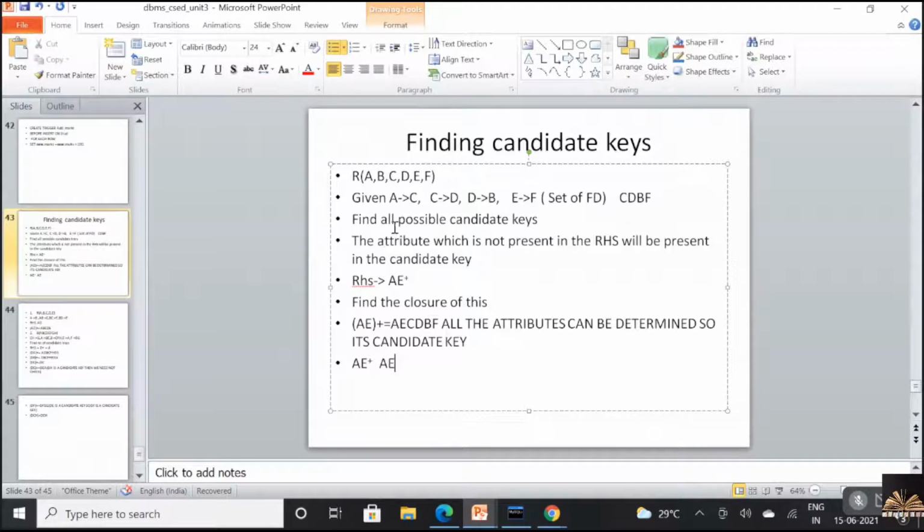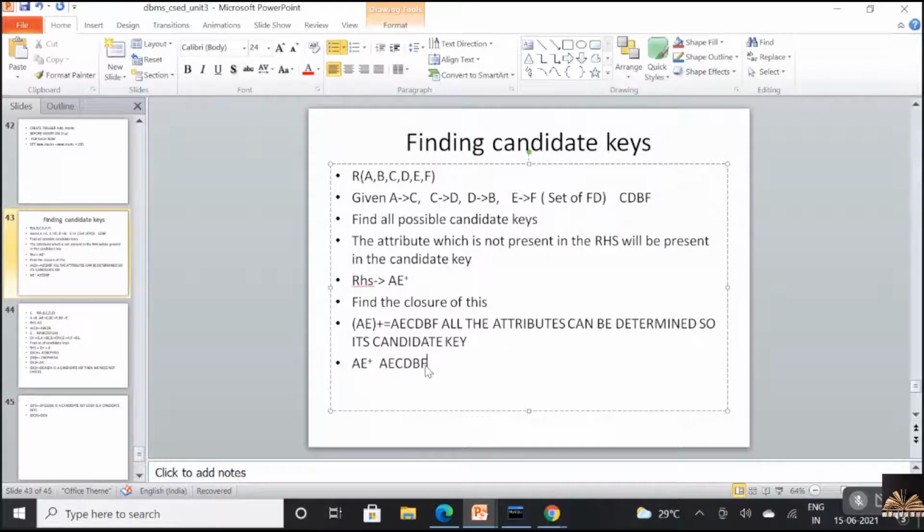Now, A determines C. I've got here A determines C. Any problem with this? I've got an FD specifying that if I know the value of A, I'll be able to get the value of C. So I can write C also over here. Now, if I know the value of C, I can get the value of D. So I can write D also here. If I know D, I'll be able to find B. Now, if I know E, I'll be able to find F.